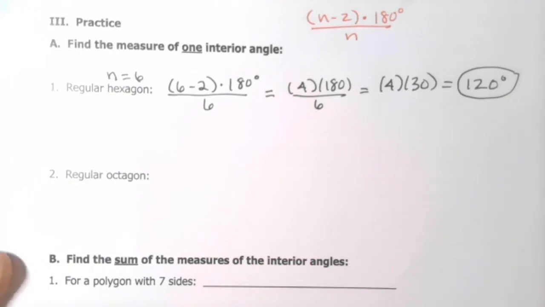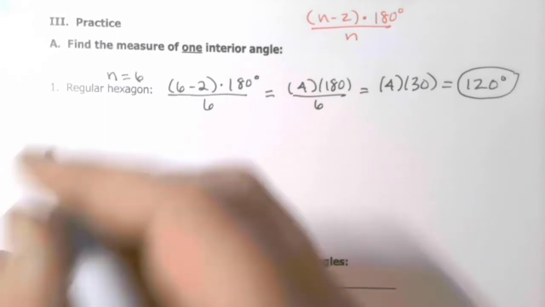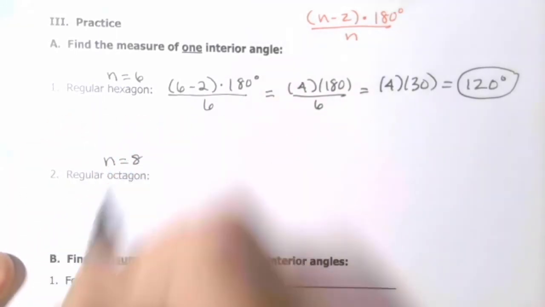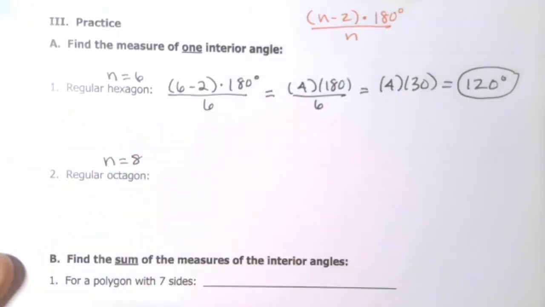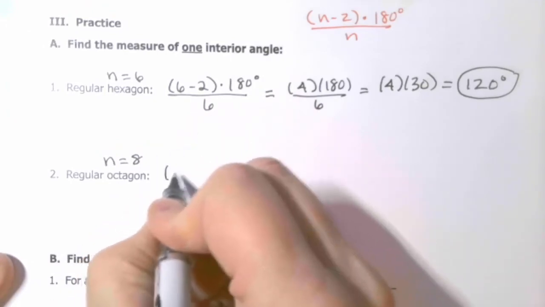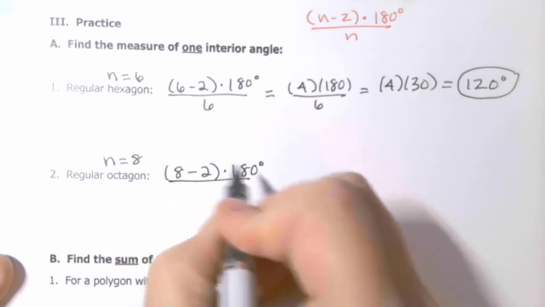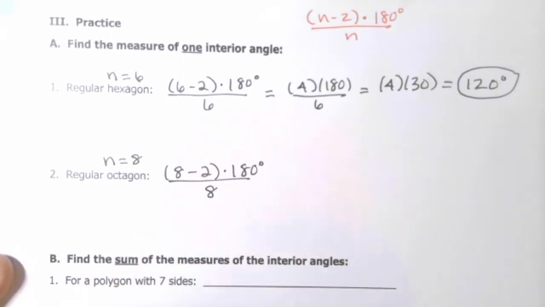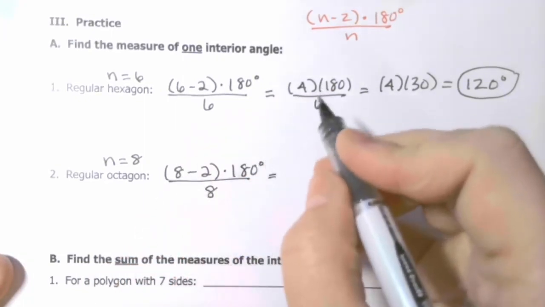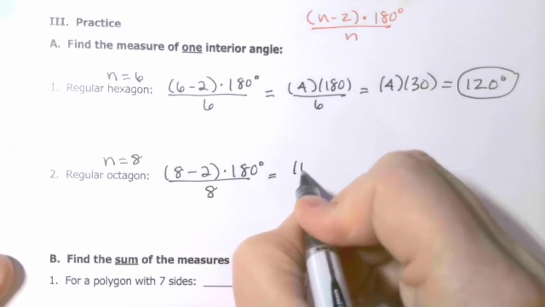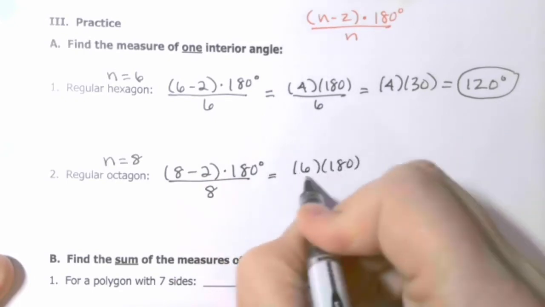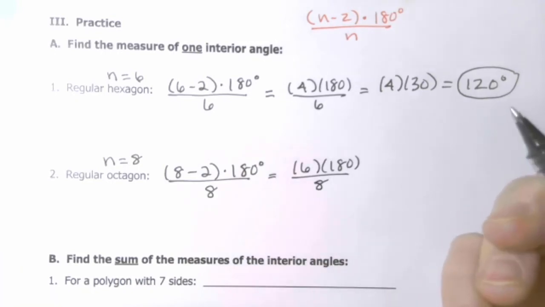All right, now we're back. A regular octagon. N equals 8 sides for an octagon. Substituting that into the formula, we get 8 minus 2 times 180 degrees all over 8. And then we simplify. 8 minus 2 is 6 times 180 all over 8.